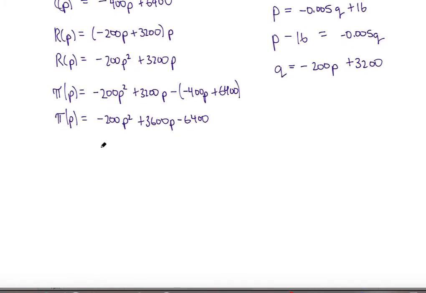So again, I'm going to go to my calculator. I'm going to have profit in terms of price. And I'm going to have a parabola that looks something like this. And I want to find this maximum point. So when I go in and find this maximum, I'll plot this equation. So we have negative 200 times x squared plus 3,600x minus 6,400.